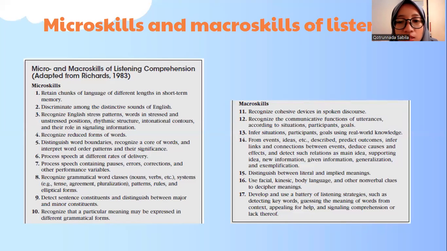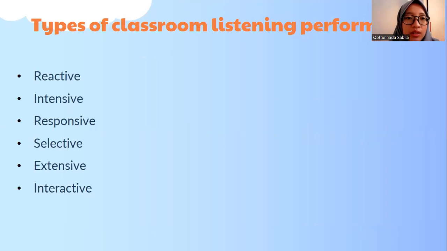And then for the macro skills, recognize cohesive devices in spoken discourse, and then recognize the communicative functions of utterances according to situations and participant goals, and then infer situations, participants, and goals using real-world knowledge, and so on. Okay, and then types of classroom listening performance. There are types of classroom listening performance. The first, reactive, and then intensive, responsive, selective, extensive, and interactive.